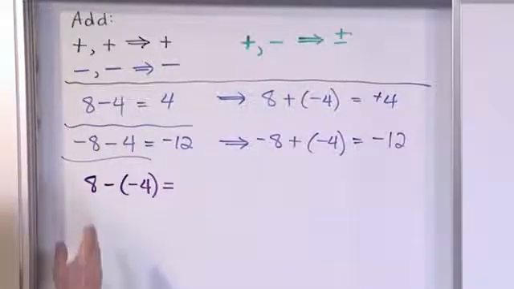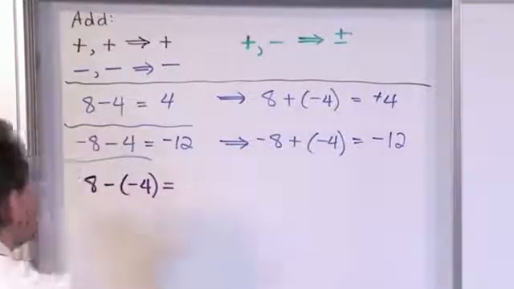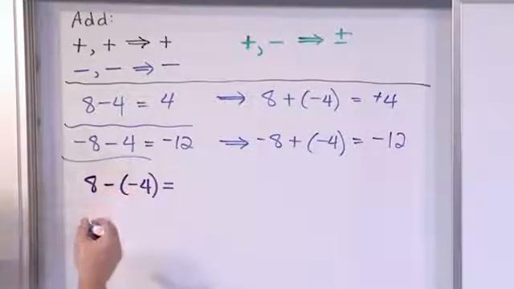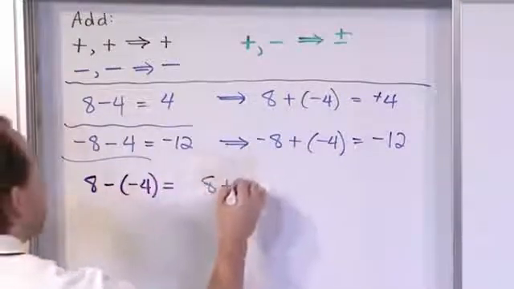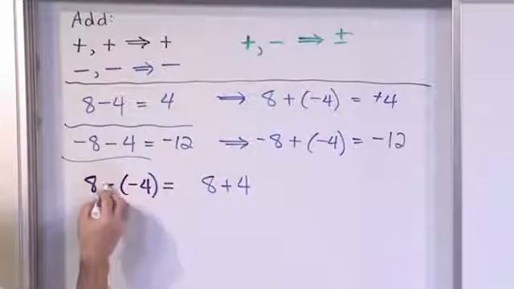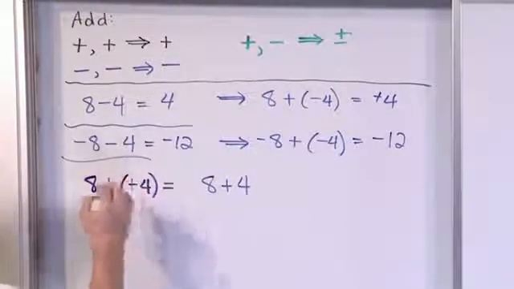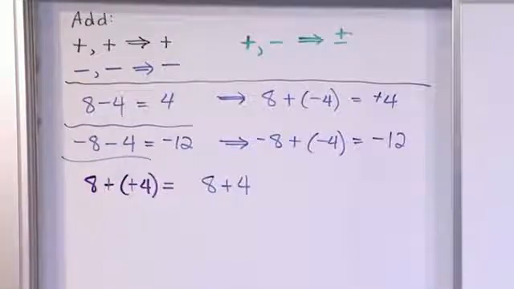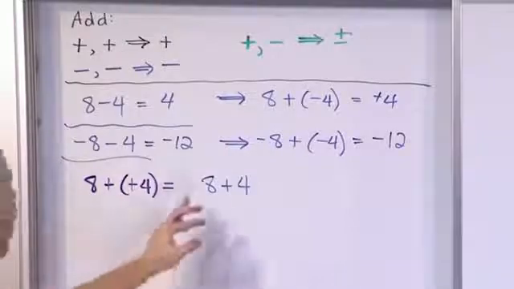Basically, anytime you see subtraction of a negative number, on your paper, you write it as 8 plus 4. In other words, when you have a negative and a negative sitting right next to each other, you can put a plus and a plus here, and that's called adding the opposite. So 8 minus a negative 4 is really the same thing as 8 plus 4.